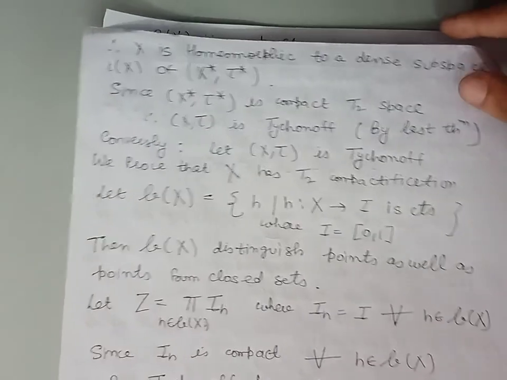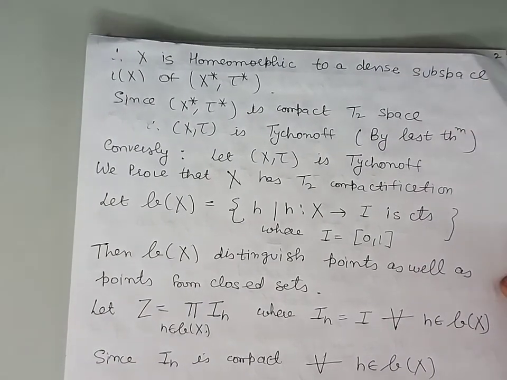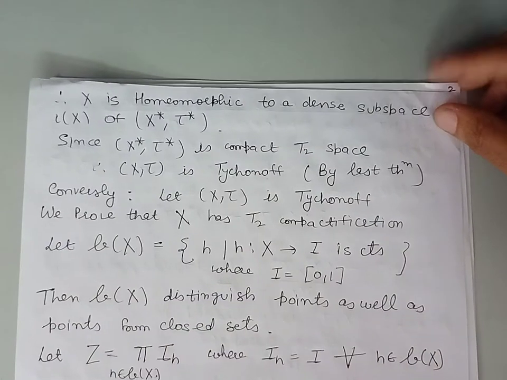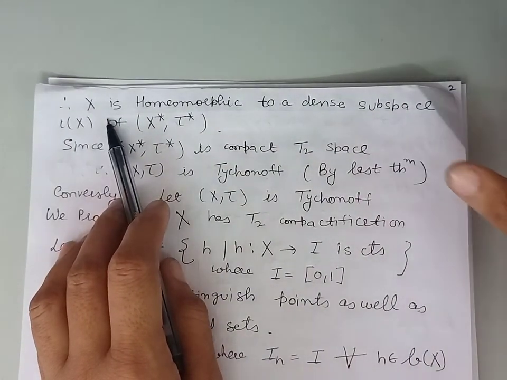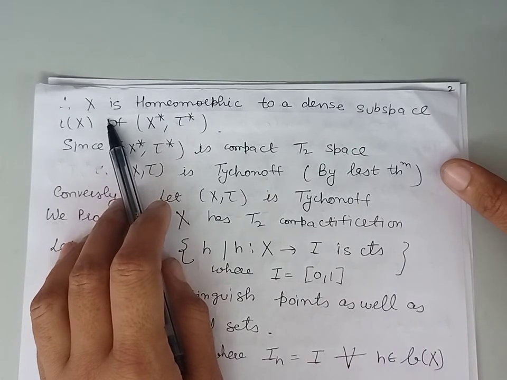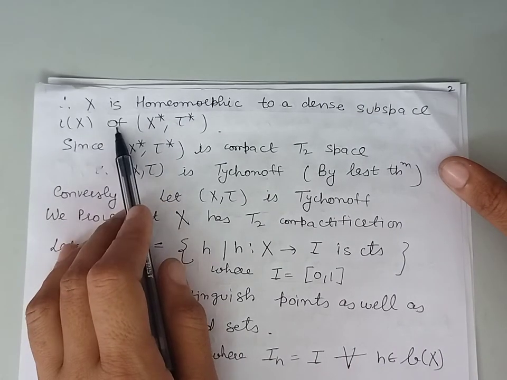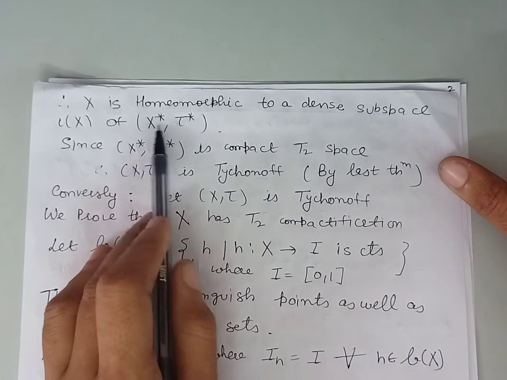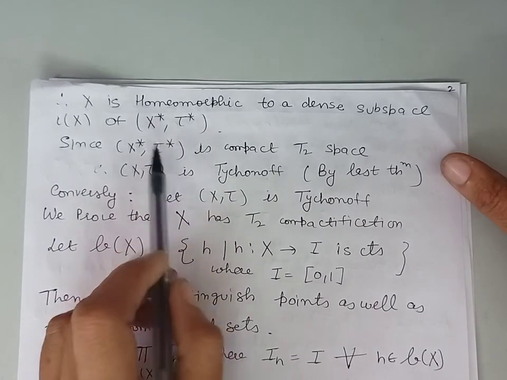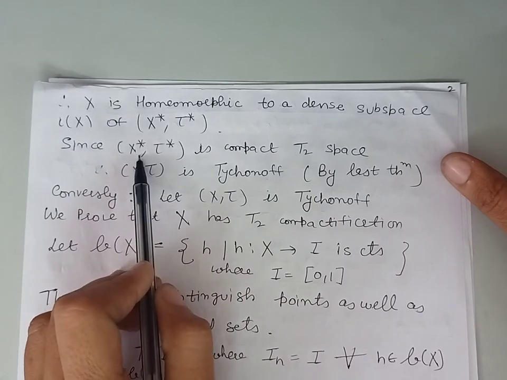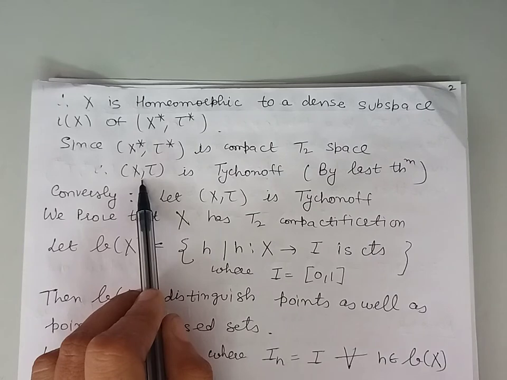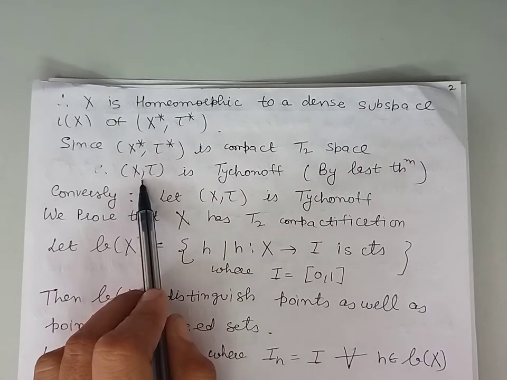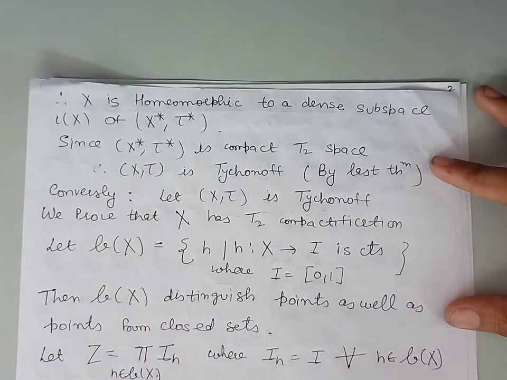Now we are to prove that the space is Tikhonov. Now to show that X is Tikhonov: because X is homeomorphic to a dense subspace I of X of the topological space X star tau star, and this topological space is compact and T2, therefore the topological space X tau is a Tikhonov space. Now we do the converse part.